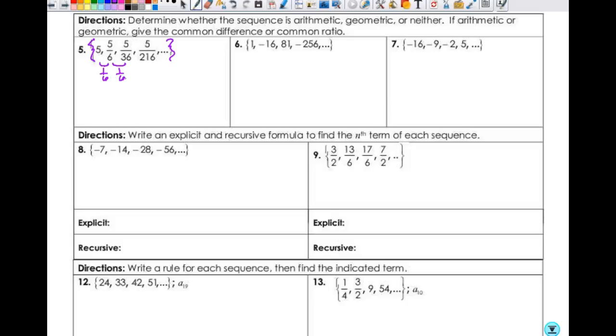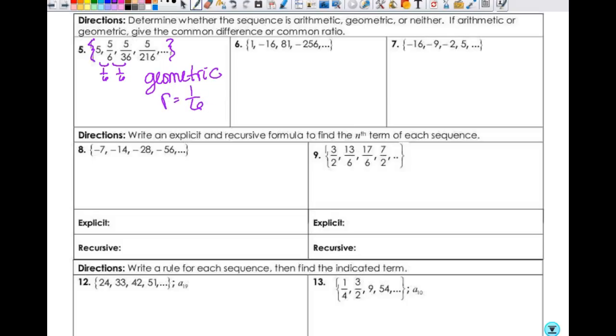You can figure it out going forward if you can see what the pattern is. Remember, if they're obscure numbers, I would have to take this fraction, divide it by this fraction, get my number, take this fraction divided by this, get this number, and then see if they're the same. So they are the same, and since we're multiplying by 1/6, it is geometric, and that 1/6 is my common ratio.